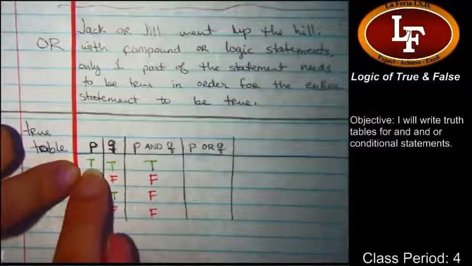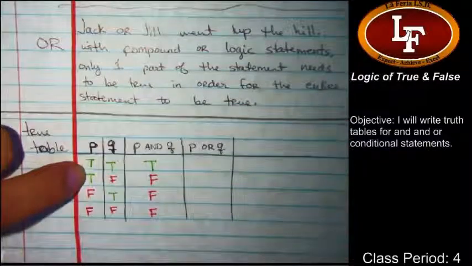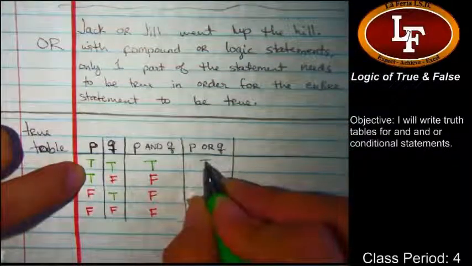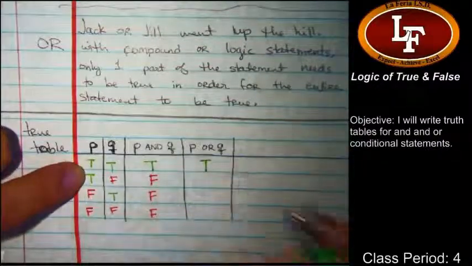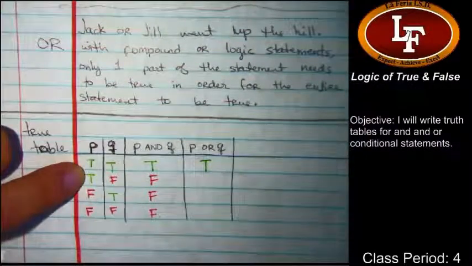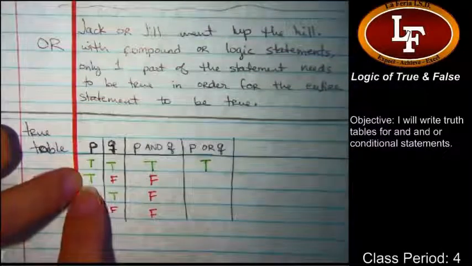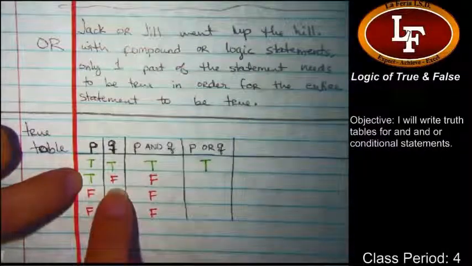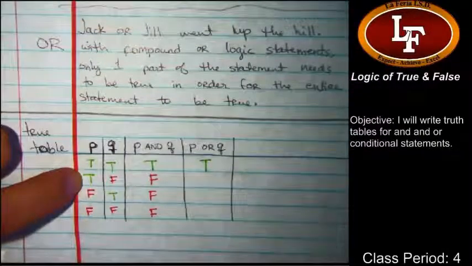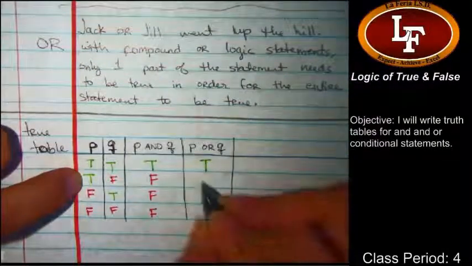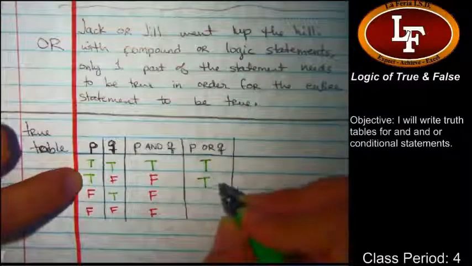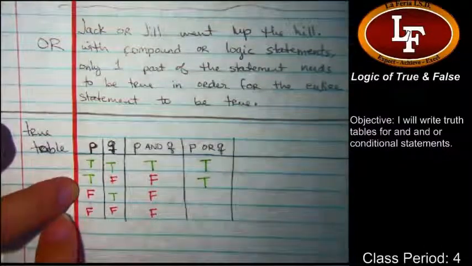P is true, Q is true. P or Q is? True. Why? Because both are true. How many do you need for it to be true? Just one, on an or. Yeah, we're looking at an or now. All right. P is true, Q is false. P or Q is? True. Why? Because you only need one to be true.